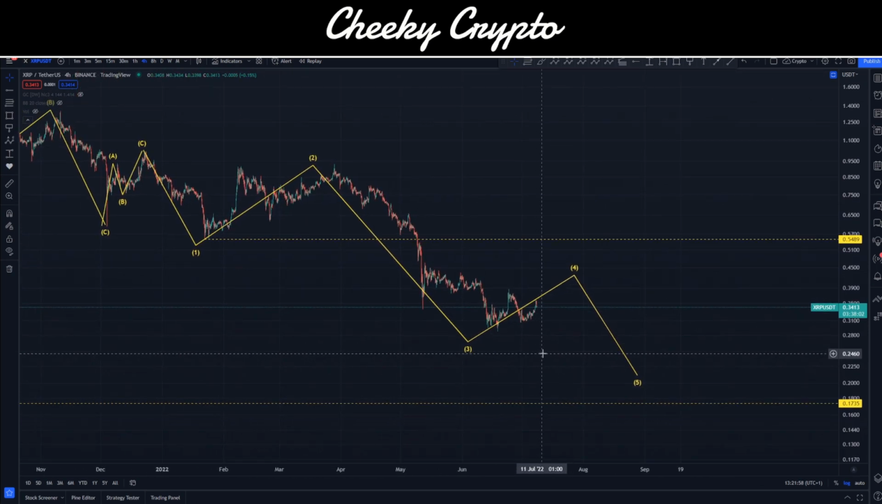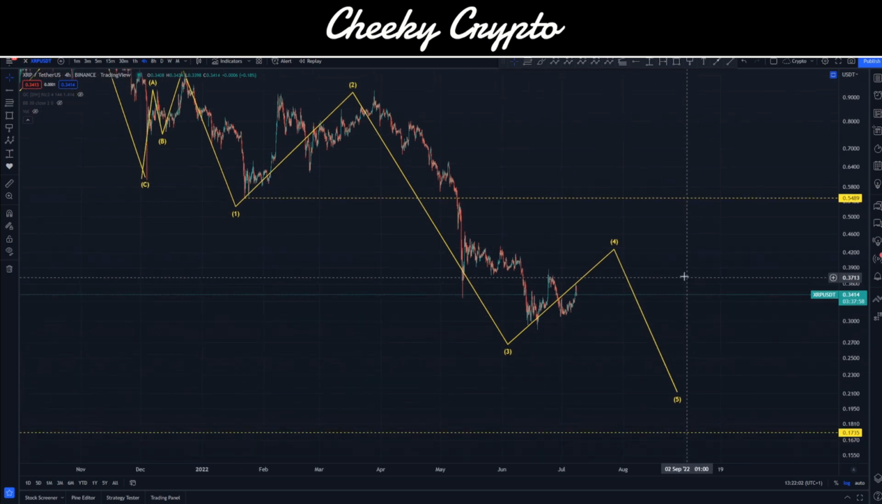So let's now focus on what's going on in the here and now, right? Because what we do have is this fourth wave move just down here. And we were tracking some micro movements recently, trying to see whether or not we've started our fifth wave move down lower.